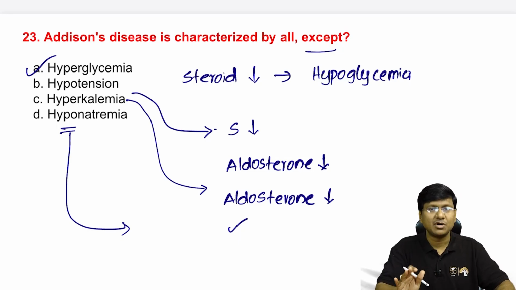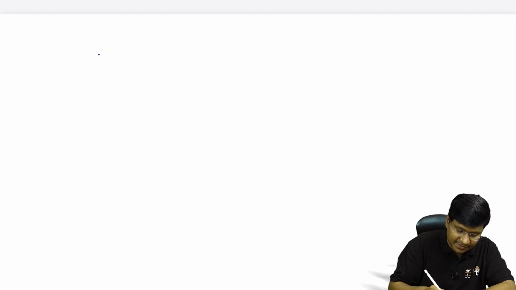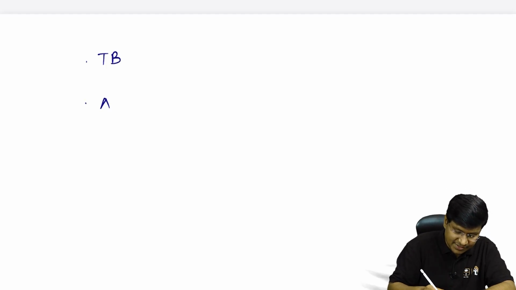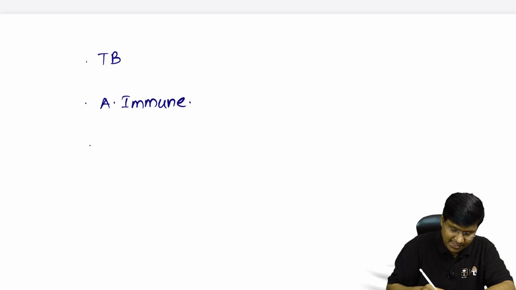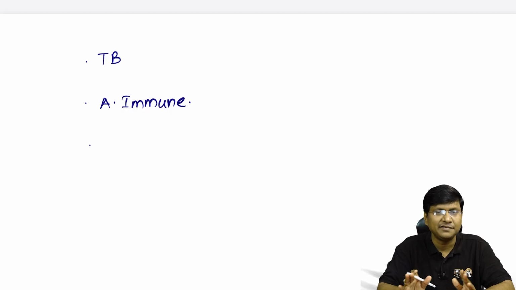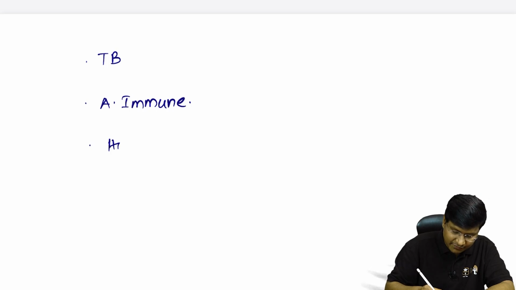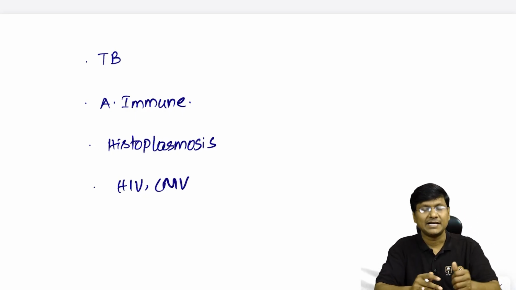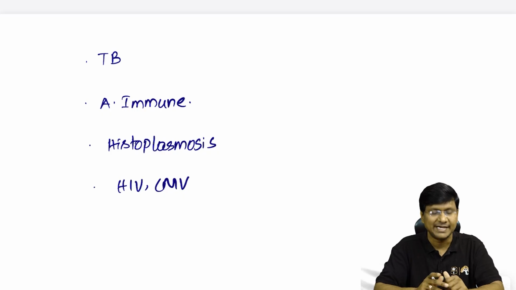And what is the most common cause of Addison's in India? That will be tuberculosis. And the most common cause of Addison's in the West will be autoimmune adrenalitis, right? The next important fungal infection that will be causing Addison's will be histoplasmosis. And we also have the viruses, that is HIV and cytomegalovirus, that will contribute to the development of Addison's.